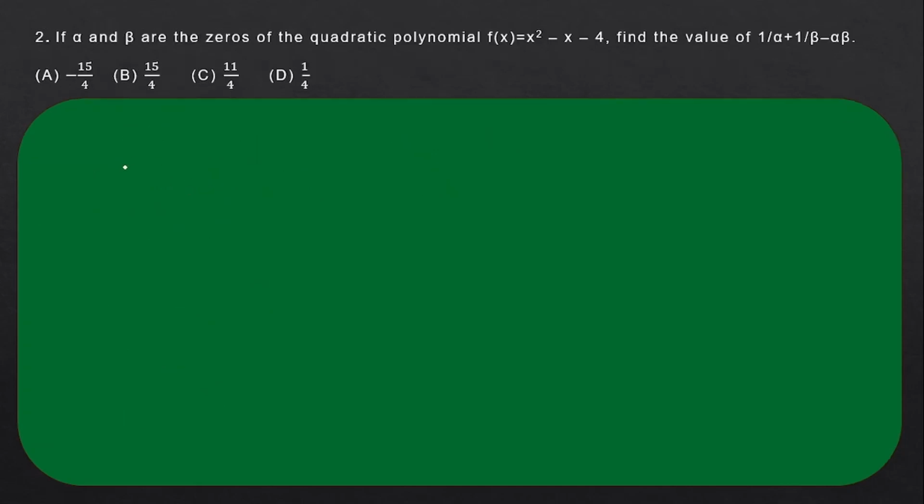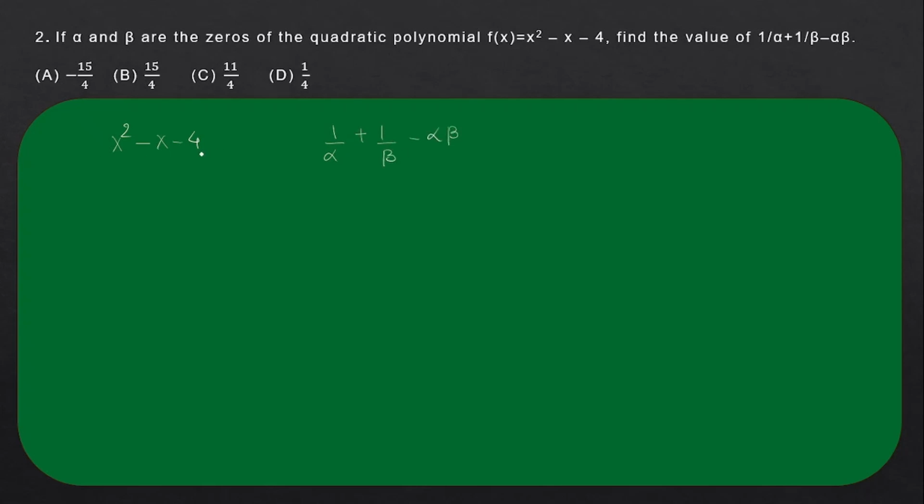Now let us see question number 2. If alpha and beta are the zeros of the quadratic polynomial f(x) is equal to x square minus x minus 4, find the value of 1 by alpha plus 1 by beta minus alpha beta. Now probably if you are doing this chapter for the first time, these kind of questions you will not get in the textbook. Very important is how we approach a question. So let us understand. Here the polynomial is x square minus x minus 4, and we have to find the value of 1 by alpha plus 1 by beta minus alpha into beta.